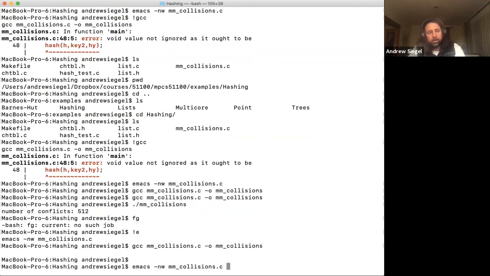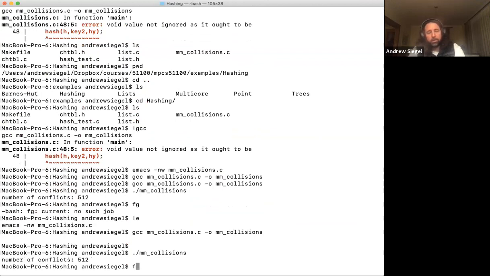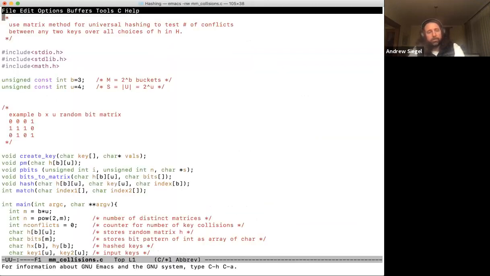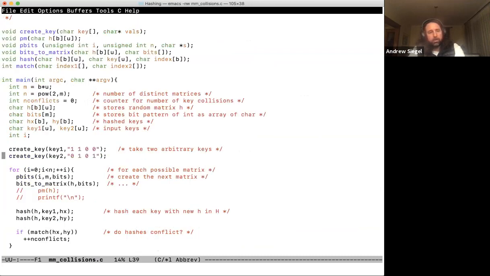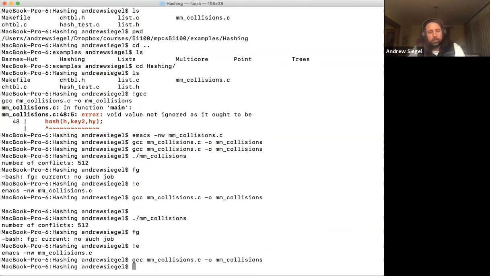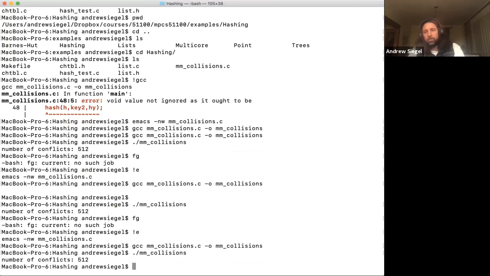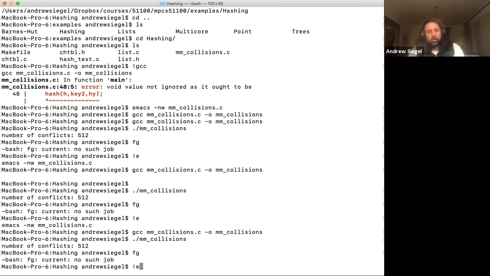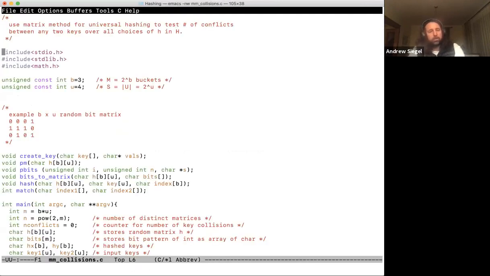So if I recompile it, I should get 512 no matter which two keys I pick. And I'm looping over all the matrices, so there's nothing really to change there. I could have a double loop over all keys and all matrices, but I'd rather just persuade you by doing a few different pairs of keys. The computer has some memory issue right now, but I'll just ignore it. So I get 512.